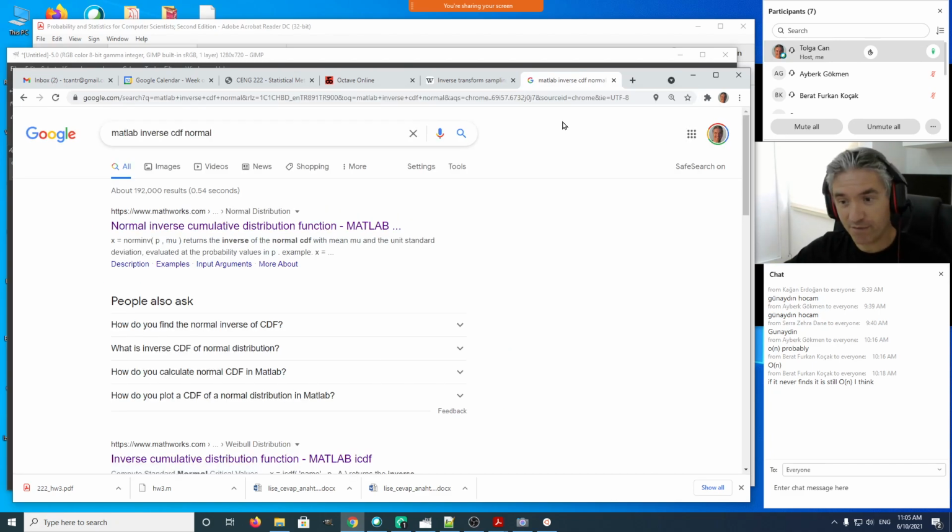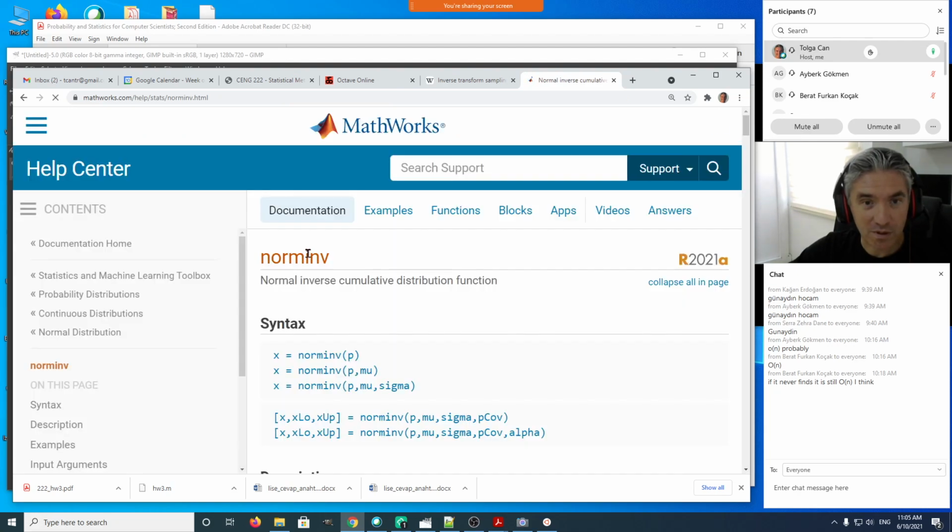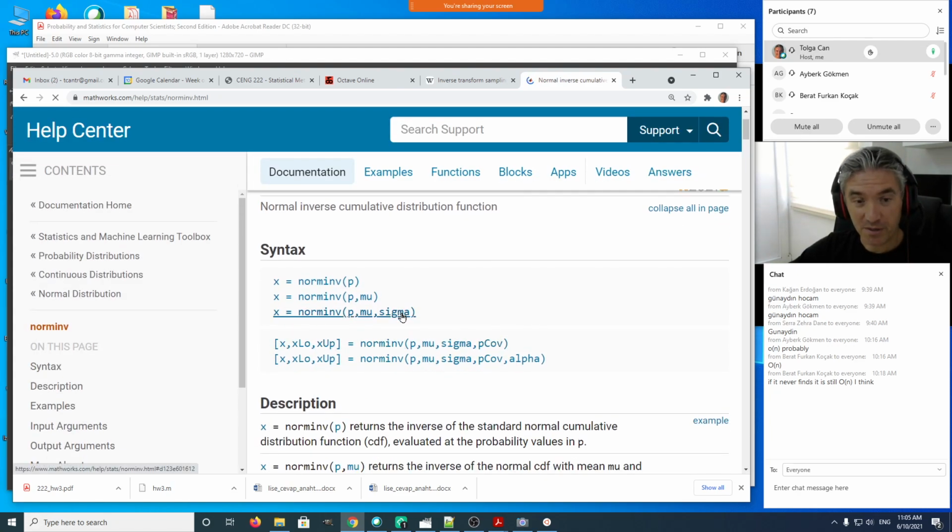Yeah, actually I have queried this before. Norm in P and mu. So let's see what it is. And it says sigma, standard deviation. So we give a probability, mu, sigma. So this is the inverse CDF. Okay. Now, before going into the book's details, I can use this function.